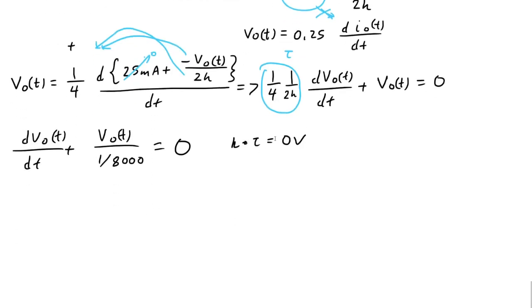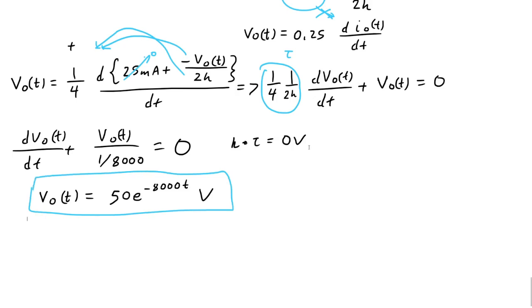So now let's go ahead and get our final expression for the voltage, and we'll use that to find the current. So Vo(t) is going to be V infinity, which is 0, plus V initial minus V infinity, so 50 minus 0, that's 50 e to the minus 8,000 t volts.